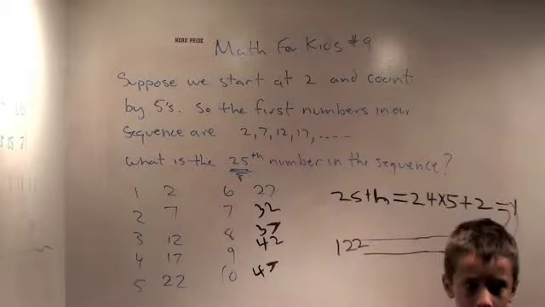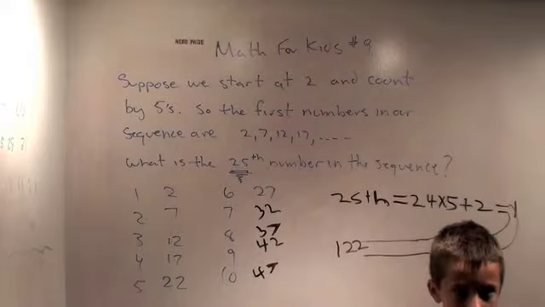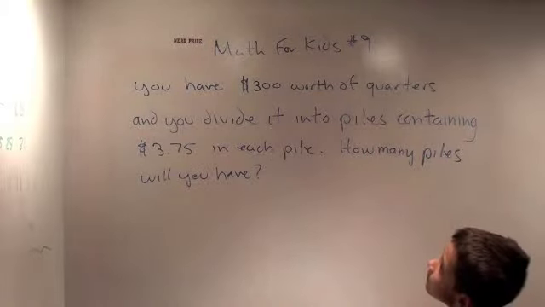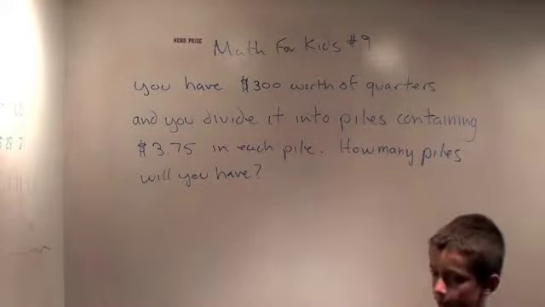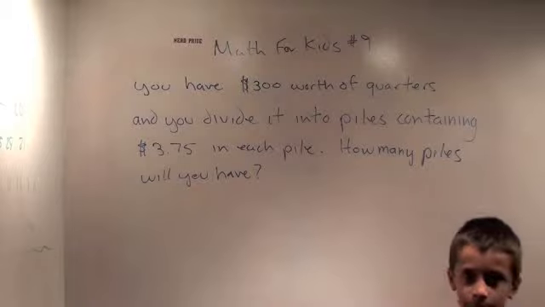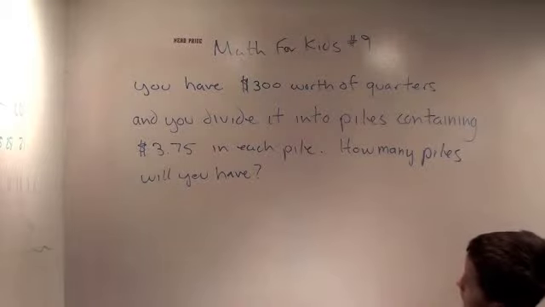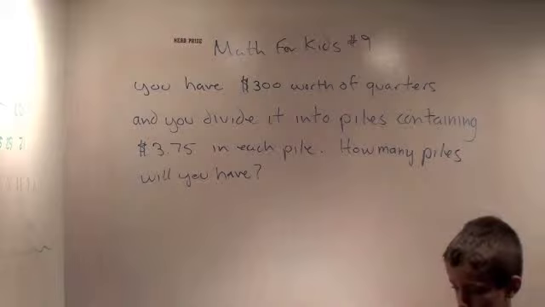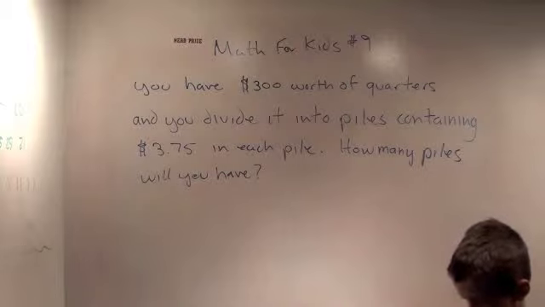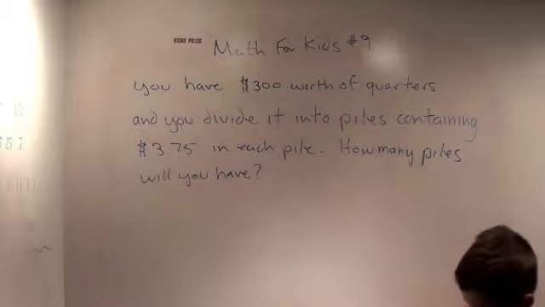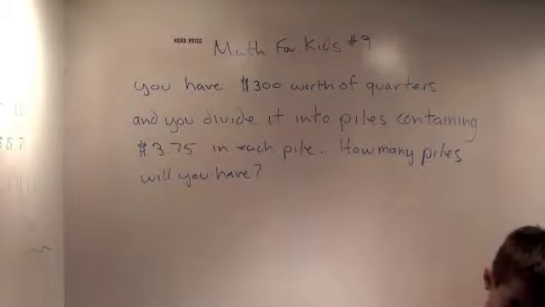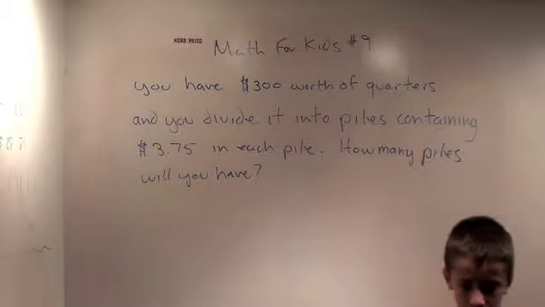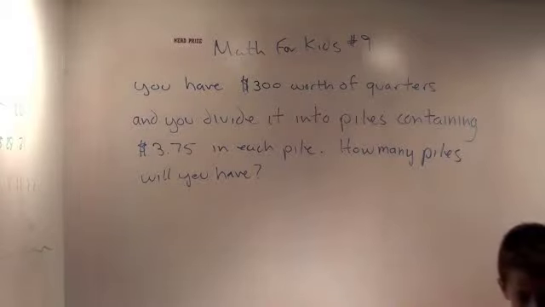Well, that's pretty neat. Are you ready for the next problem? Alright, good job. $100 worth of quarters. That's a lot of quarters. You divide it into piles containing $3.75 in each pile. So you take your $300 worth of quarters and divide it into piles that are $3.75 in each pile. How many piles will you have?